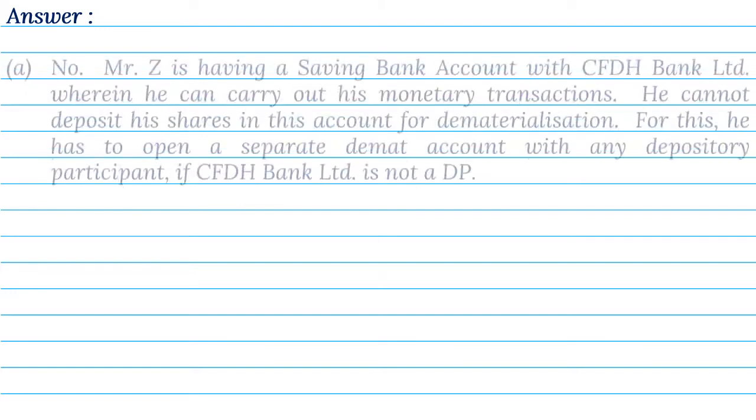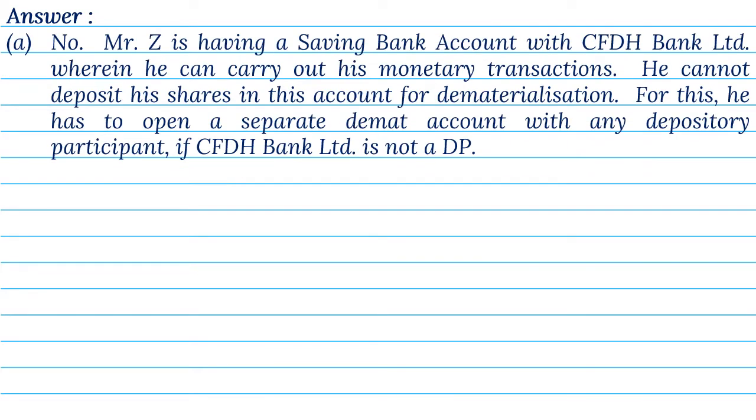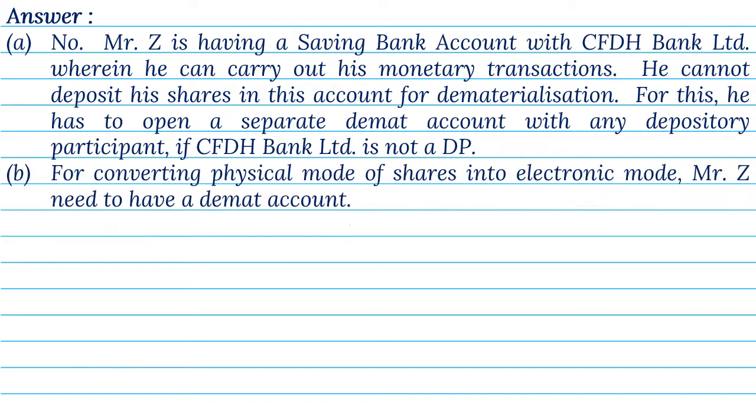Answer. A. No. Mr. Z is having a saving bank account with CFDH Bank Ltd, wherein he can carry out his monetary transactions. He cannot deposit his shares in this account for dematerialization. For this, he has to open a separate Demat account with any depository participant if CFDH Bank Ltd is not a DP. B. For converting physical mode of shares into electronic mode, Mr. Z need to have a Demat account.